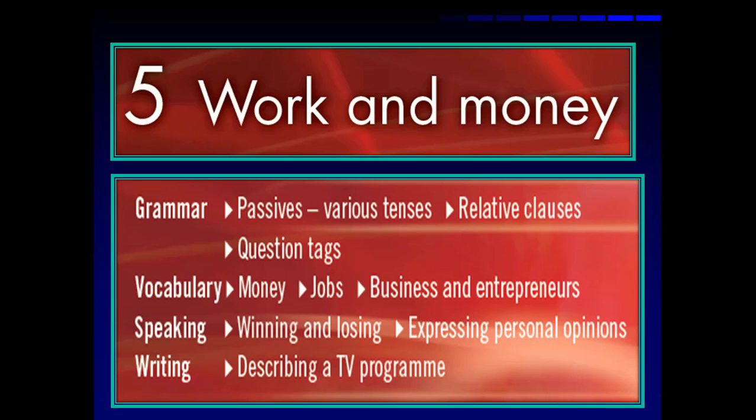Okay, we are going to start today Unit 5, Work and Money. In this unit, inshallah, we are going to deal with the grammar, which, as you can see, is passive. We started passive in the first semester. As you remember, we started teaching you the present passive and past passive, various tenses, relative clauses, and question tags. For the vocabulary in this unit, we're going to deal with words related to money, jobs, business, and entrepreneurs. Speaking will be about winning and losing, and expressing personal opinions. Writing will be describing a TV program.